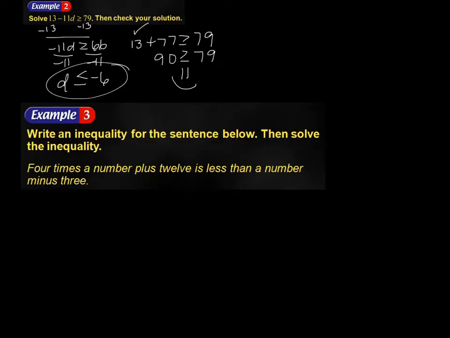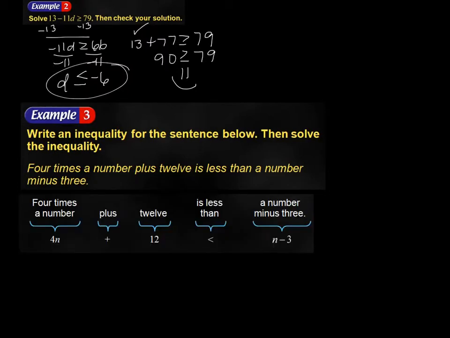Next, they want us to write an inequality for the sentence below, then solve. 4 times a number plus 12 is less than a number minus 3. So here they are translating it to an algebraic expression for us. 4 times a number we write as 4n, plus is plus. 12 is less than a number minus 3, so they used n for the variable, so n minus 3. So when we go to solve, we have 4n plus 12 is less than n minus 3.